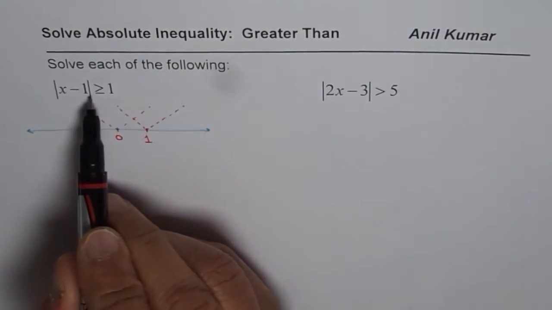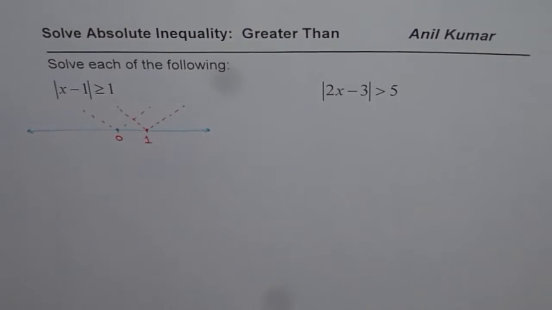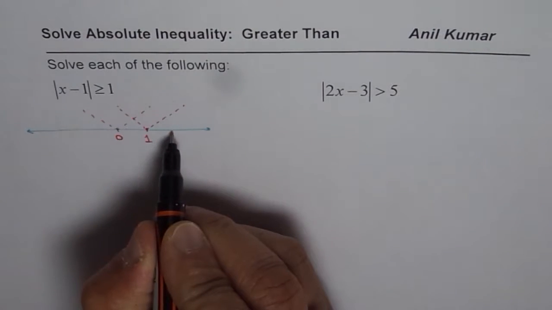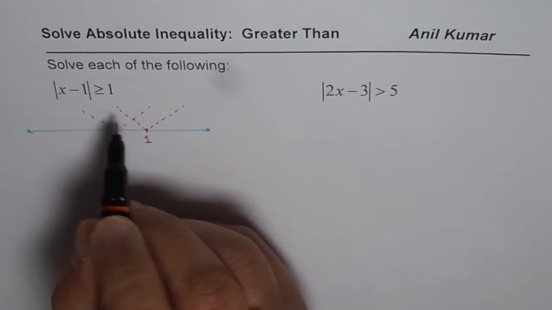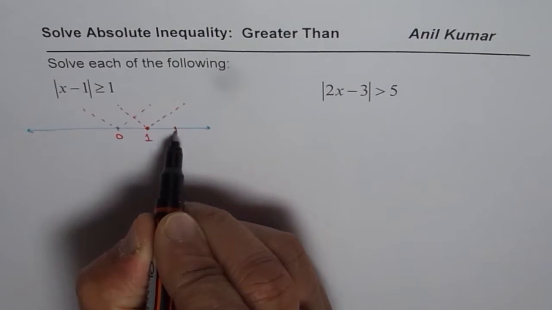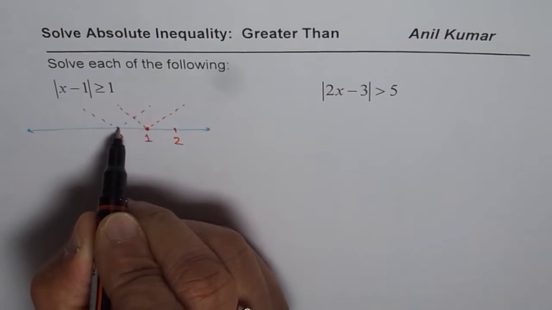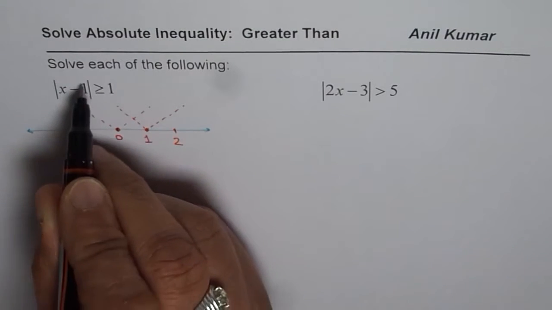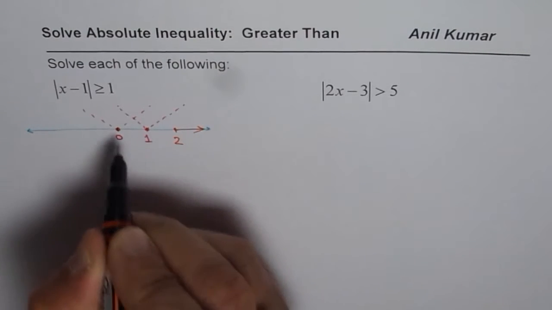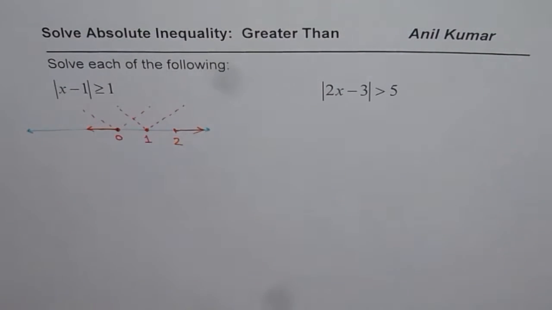Now what we really want is that this function should be greater than equal to 1. That is to say that we are looking for values on the number line which are horizontally away by at least 1 unit. So that means from this point on the vertex, 1 unit to the right will be a position 2 and 1 unit to the left will be a position 0, right? So when we say away, I mean greater than equal to, that means away, outside, right? So that becomes the solution. Do you understand the logic? So we get our solution like this.